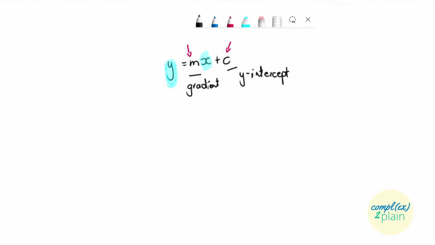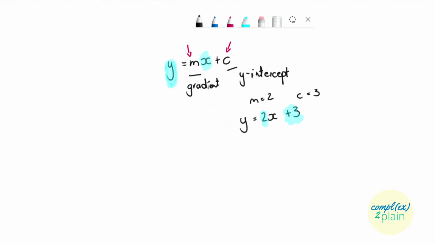M is always the value that's multiplied by x. So say somebody tells you 2x plus 3, then you know that 2 is the value for m, right? So then you know m is equal to 2. And you can also tell that this over here is your c value. So c is equal to 3, okay?